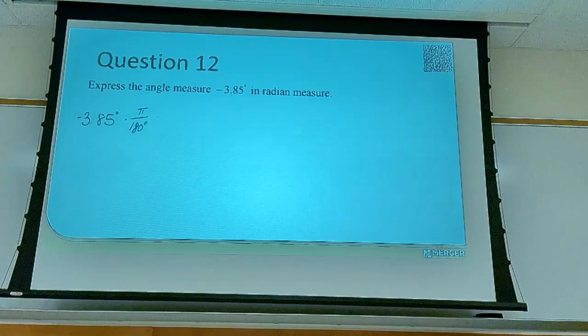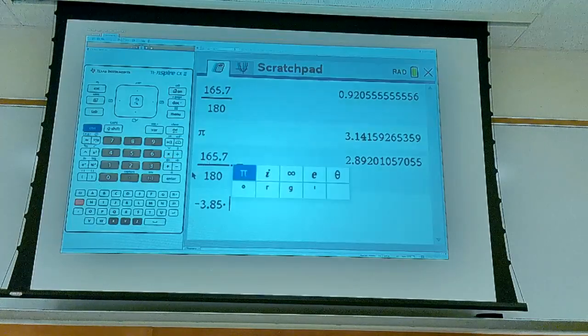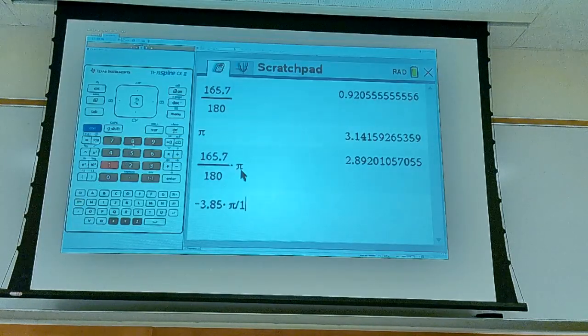Again, times pi over 180. I'm only going to do one of them. Now I'm going to say this is an approximation. So make it 3.85 times pi over 180. I'm sorry, I did that backwards. It's times 180 over pi, right? No, I was right. I'm looking at the wrong problem now. Oh dear.